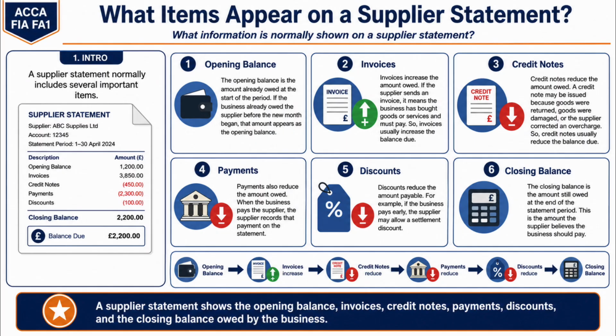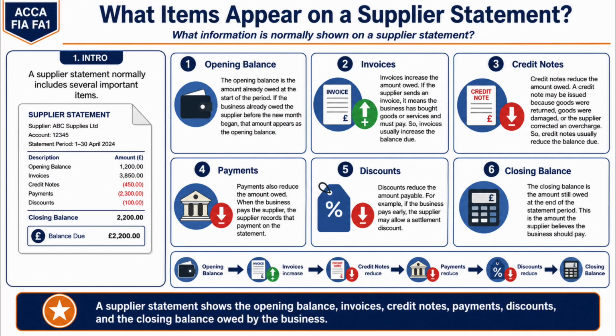Credit notes. Credit notes reduce the amount owed. A credit note may be issued because goods were returned, goods were damaged, or the supplier corrected an overcharge. So credit notes usually reduce the balance due. Payments. Payments also reduce the amount owed. When the business pays the supplier, the supplier records that payment on the statement.